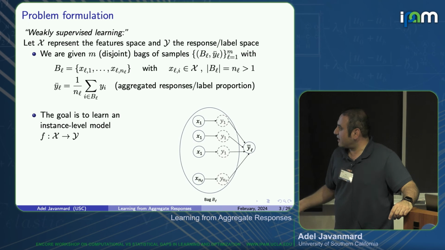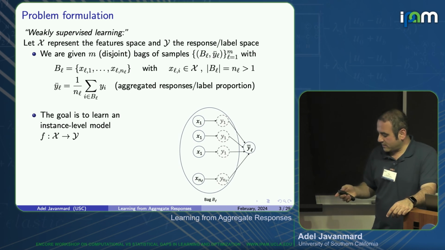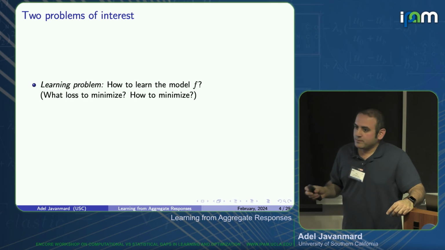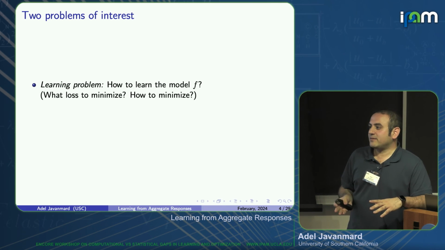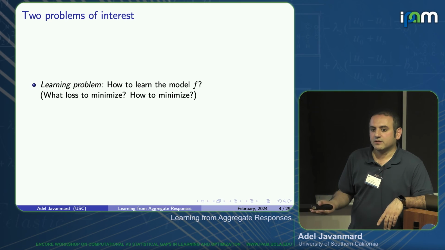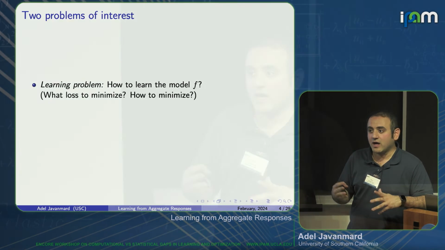And this is like the picture. Each bag consists of, let's say, n sub l feature vectors, and then you don't have access to the individual labels, only the aggregation or the average of them. Okay? So there are two important problems in this area. The first problem is how do you want to learn the model? What loss do you want to minimize? How do you want to minimize this loss? So that's the first important problem. And the other one is how do you want to construct these bags?